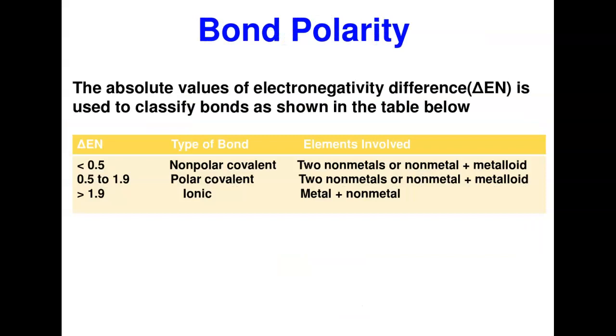Now, bond polarity is actually classified based on the polarity of a covalent bond. What actually happens here is that we take the absolute value of the electronegativity difference between two bonded atoms. So assuming we have two atoms, let's say X and Y, we find the electronegativity difference between these two. We find a change in the electronegativity.